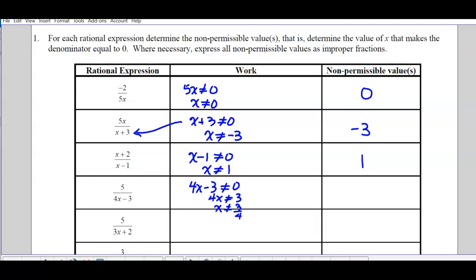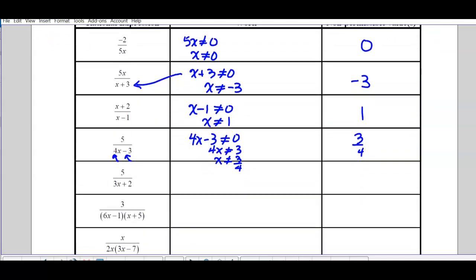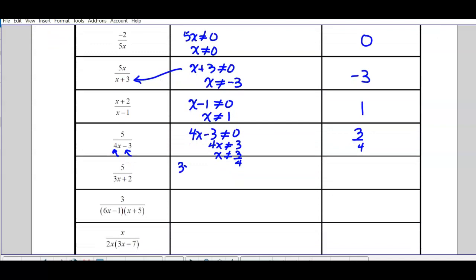It's kind of like when we did the solving polynomial functions. We were looking at those factors, looking for values of x that made each factor 0 to get the x-intercepts. And so it's opposite sign of the constant term, positive 3, divide by the coefficient of x, if it's a binomial like that. So that's 3/4. 3x plus 2 cannot equal 0, so 3x cannot equal negative 2, x cannot equal negative 2/3.